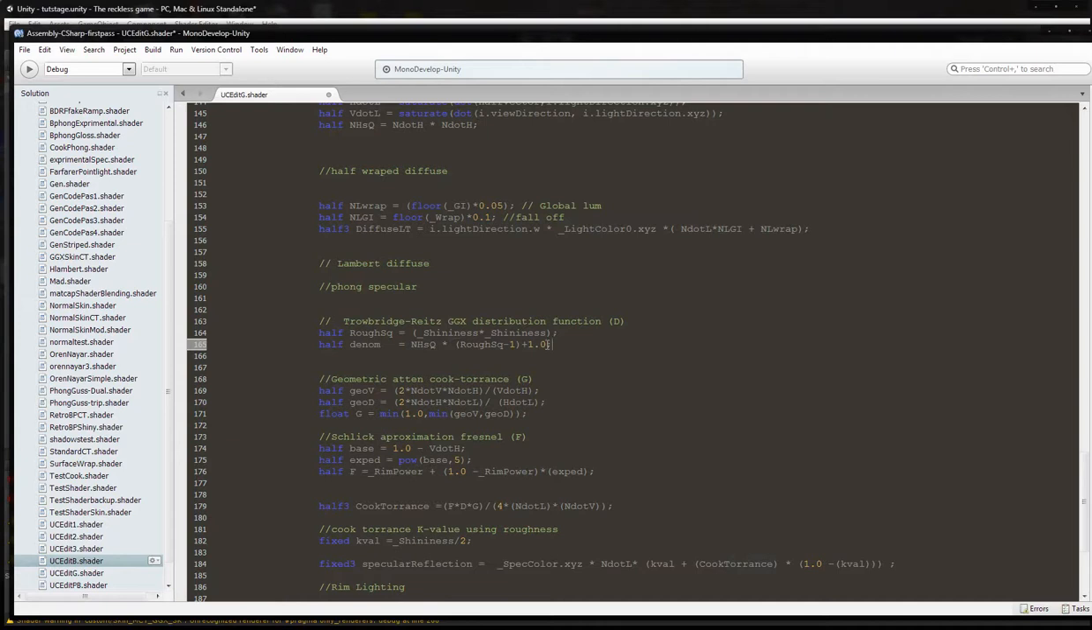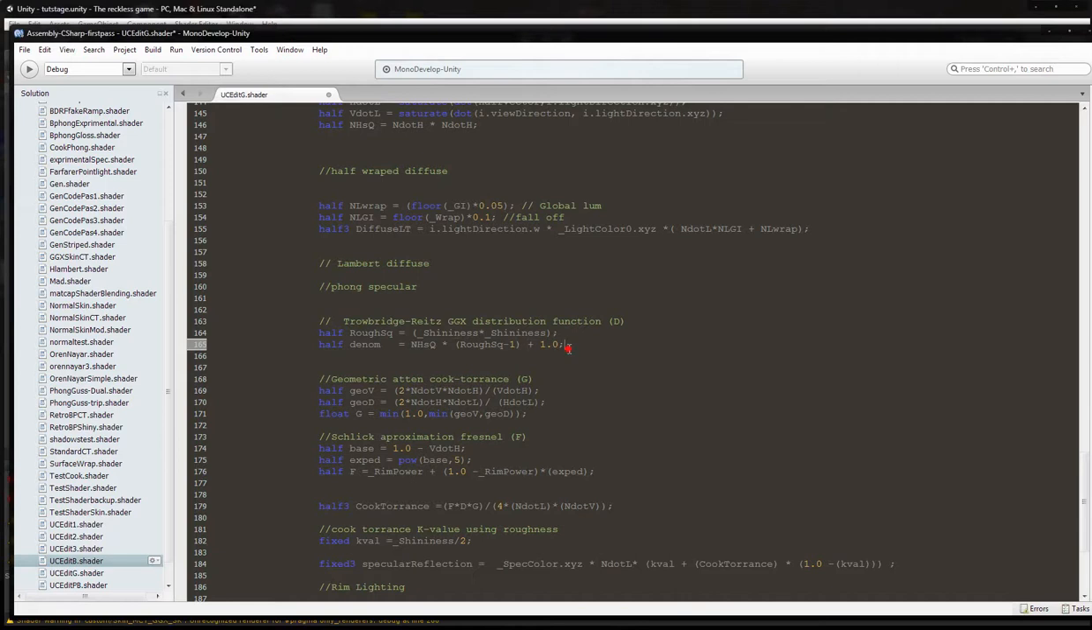I'm not sure if we should put the parentheses around these two or not. I don't have it in my original equation, but if we have some hotness problems on some of the grazing angles, maybe putting parentheses around it will fix it. I'm not exactly sure yet. We'll see if that does anything when it's time to test the shader.